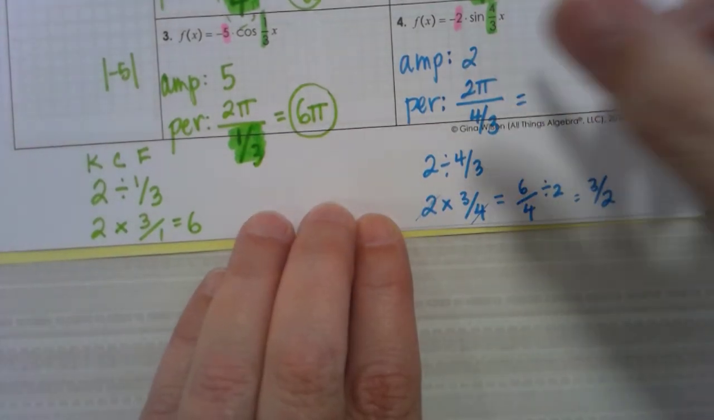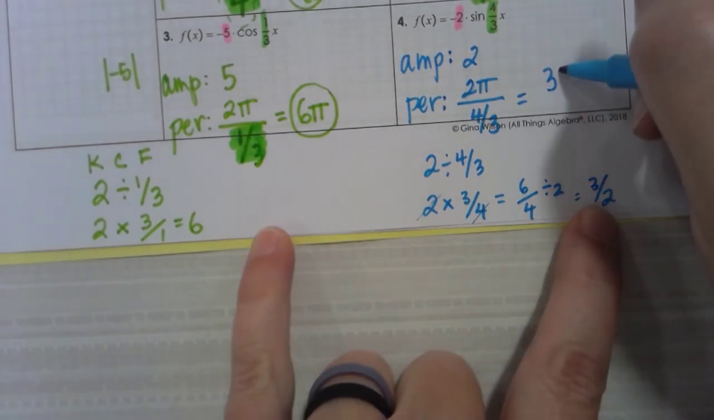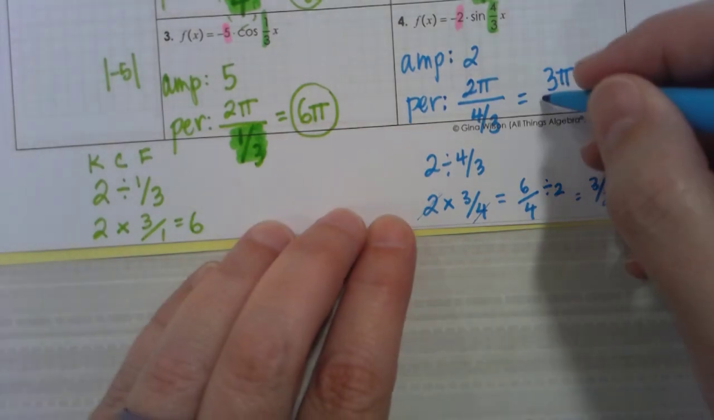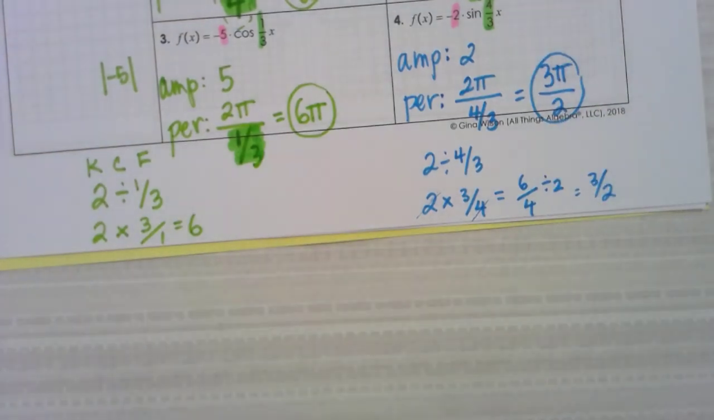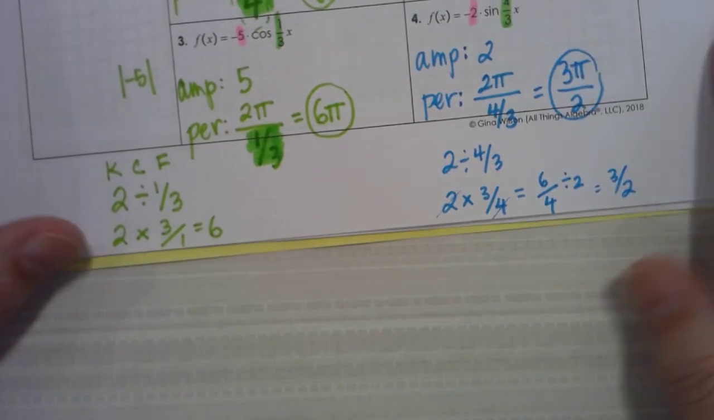So when we write that as our period, we got to make sure we go back and put pi with it. So we put pi with the numerator, typically. You could write it 3/2 and then the pi after it, sort of like you would with an x. But typically we put it with the numerator. Doesn't really matter. 3 pi over 2. All right, okay with that part?